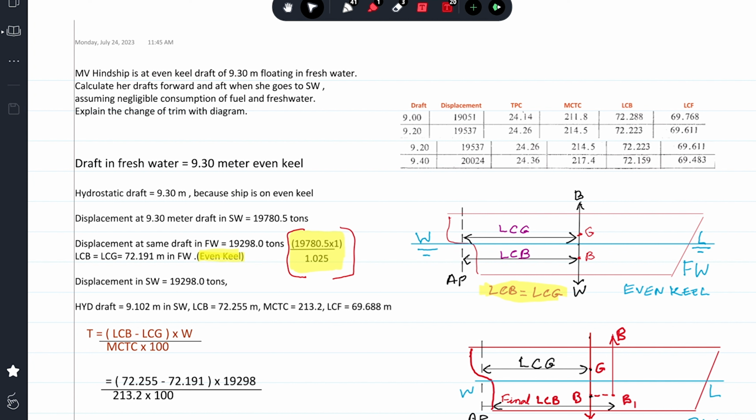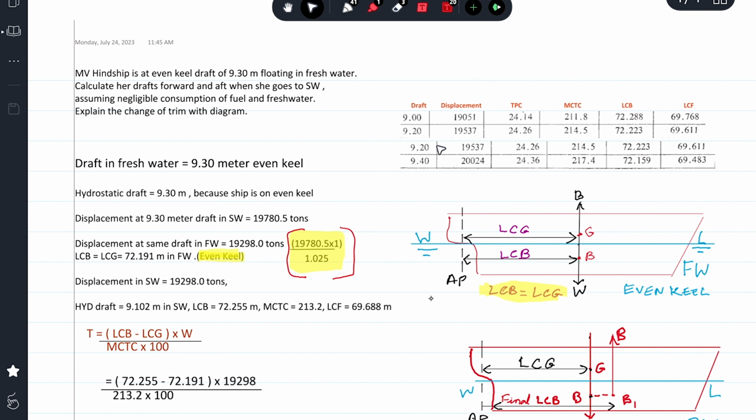So first of all, we know very well that mass is equal to volume into density. Mass, which is the displacement, remains unchanged because only the density of the seawater is changing from fresh to salt. So if the mass remains unchanged, then density is increasing from 1 to 1.025. The underwater volume must then decrease. That means the ship's hydrostatic draft will reduce by some amount, which you can always find by the freshwater allowance formula.